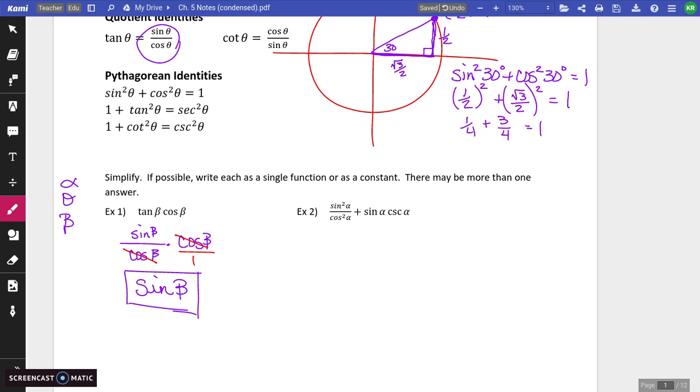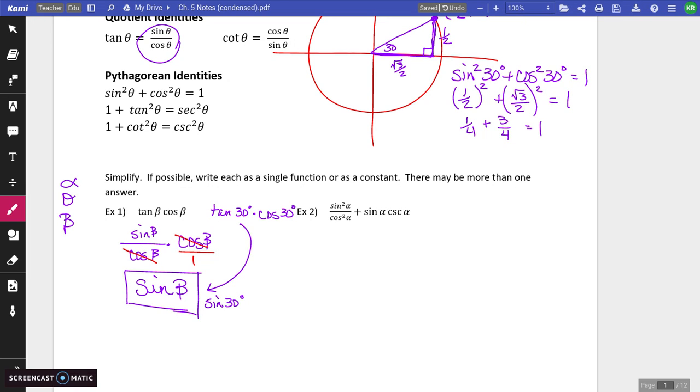Okay, so if we go back to the original, tangent beta times cosine beta. Again, we could pick any angle you want to. If we go back to that 30-degree angle that we were working with just a minute ago, we could calculate the tangent of 30 degrees times the cosine of 30 degrees, and that is going to be an equivalent value to the sine of 30 degrees.